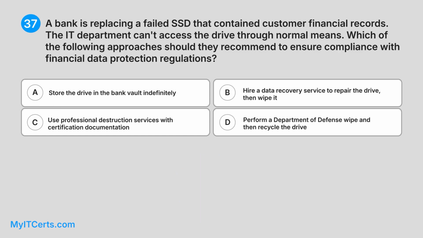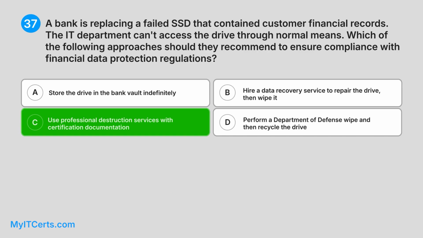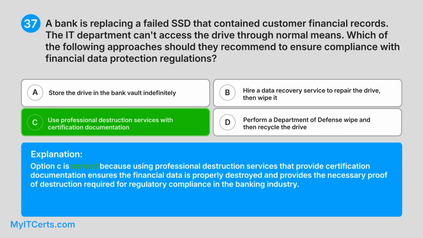Correct answer. C. Use professional destruction services with certification documentation. Explanation. Option C is correct because using professional destruction services that provide certification documentation ensures the financial data is properly destroyed and provides the necessary proof of destruction required for regulatory compliance in the banking industry.